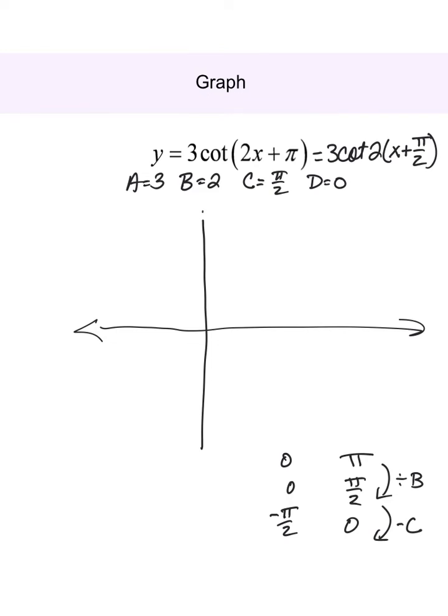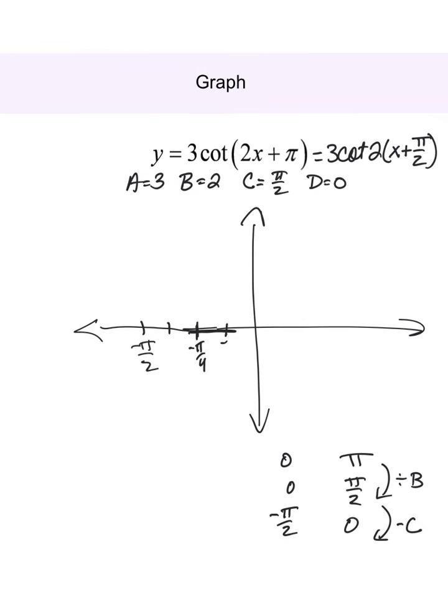I think I'm going to move that y-axis a little bit. Let's see. So now I'm going to be graphing between negative pi over 2 and 0. Just like with tangent and with sine and with cosine and with secant and cosecant, I need to find the midpoint of my interval. So this would occur at negative pi over 4, and then I find 2 more midpoints, negative pi over 8 and negative 3 pi over 8.